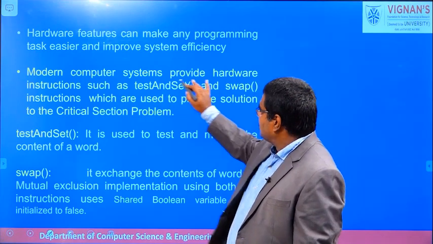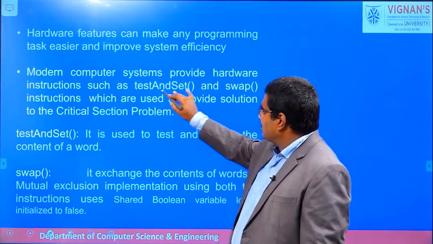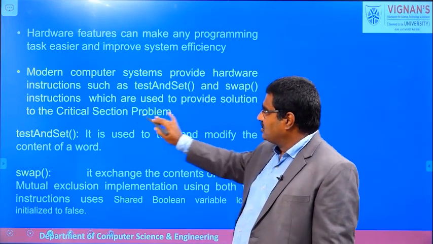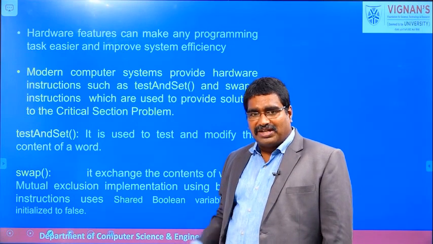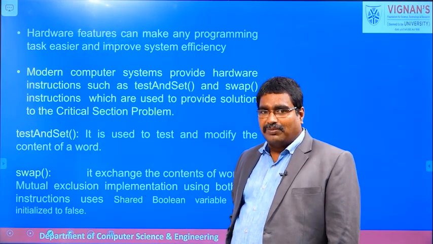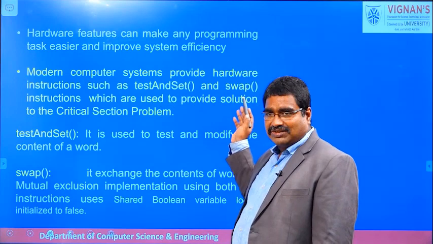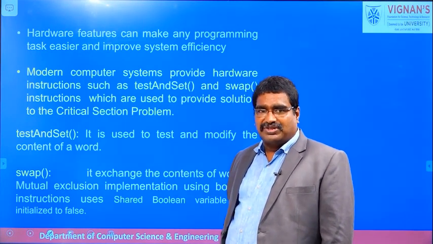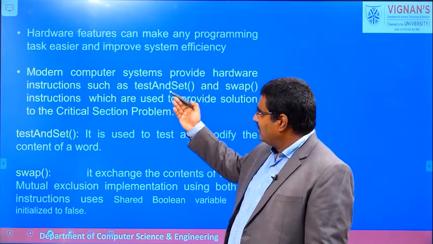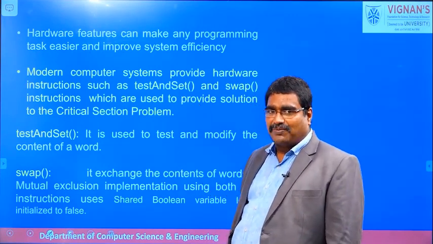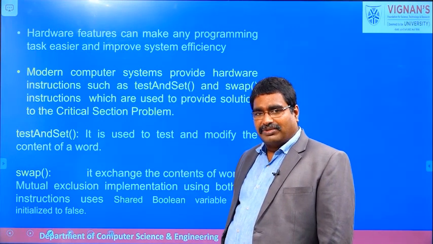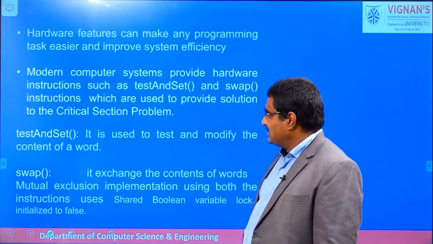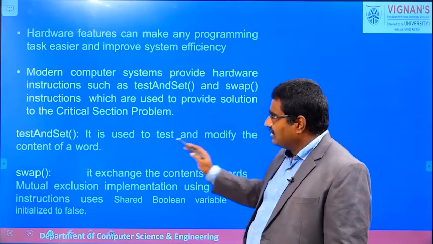The modern computer systems provide hardware instructions such as test and set and swap instructions, which are used to provide a solution to the critical section problem. Nowadays most computers support the test and set and similarly the swap functions. These functions are used to implement hardware synchronization. In today's session, we discuss how test and set and swap are used to implement the critical section solution.